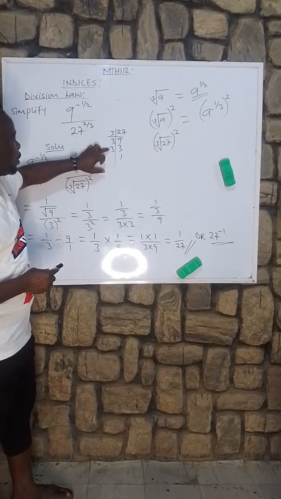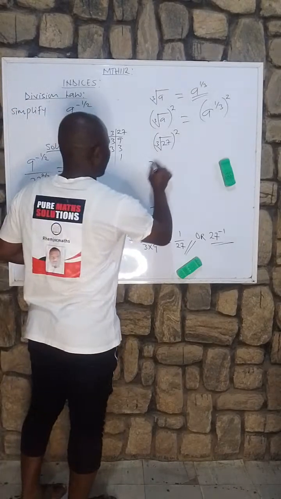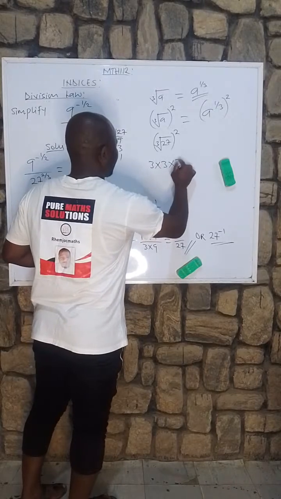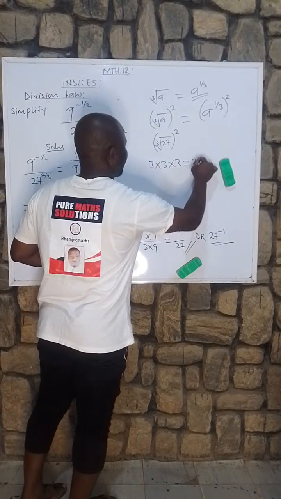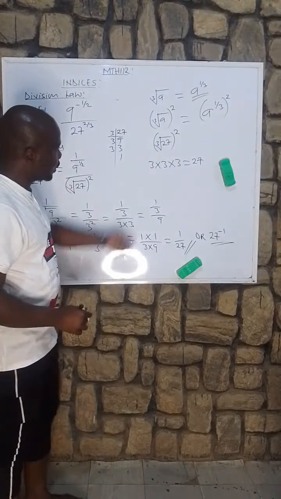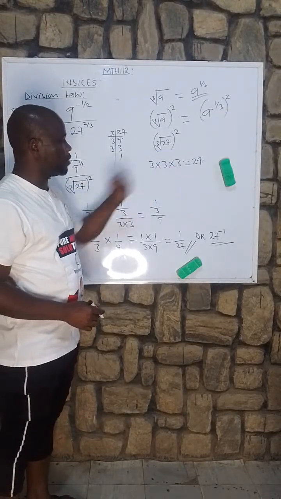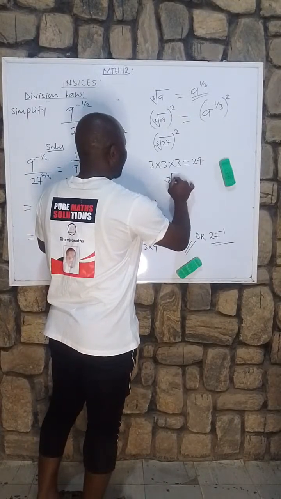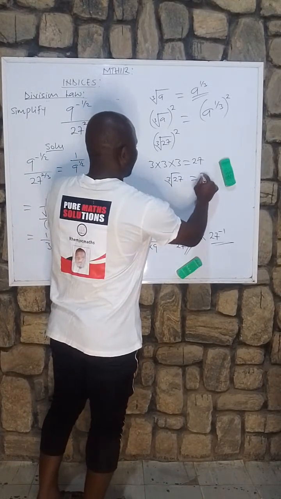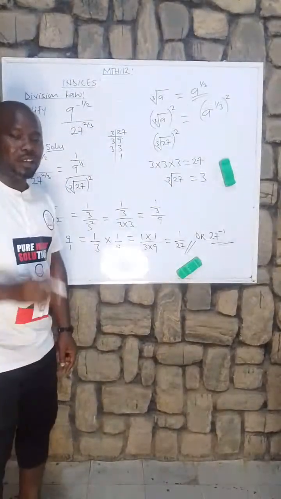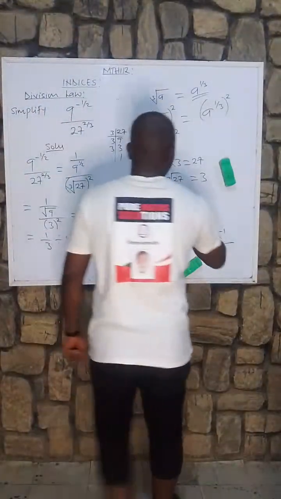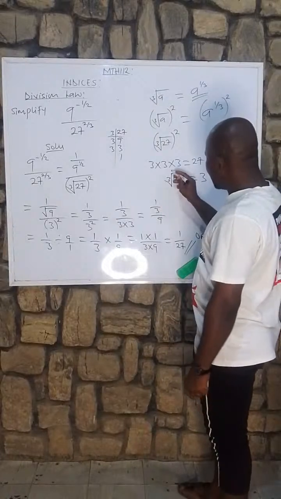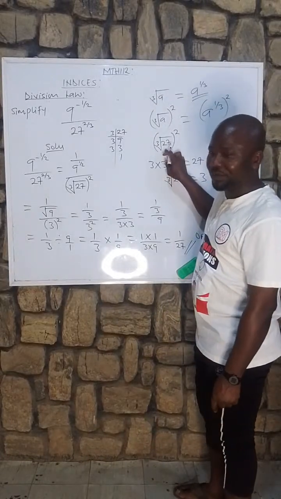1, 2, 3. It means 3 times 3 times 3 is equal to what? 27. Since we have 3 in 3 places, so now the cube root of 27 is equal to what? 3. Are you following? So here, look at it here. If you can see what I am saying, look at the board very well.